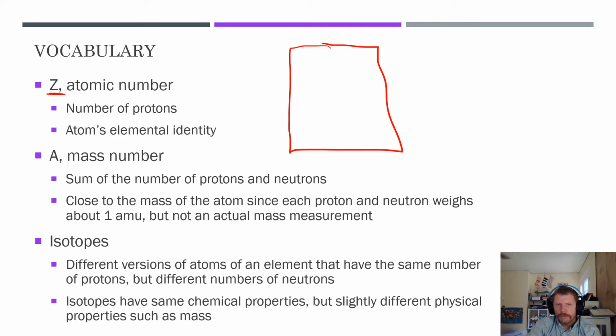this burgundy color. Your Z is generally going to be at the top of any sort of cell on the periodic table. Then you're going to have your symbol, which I'm going to denote by XX. Now below that, you're going to have the mass number, which is denoted by the letter A. And I'm going to indicate that in green.